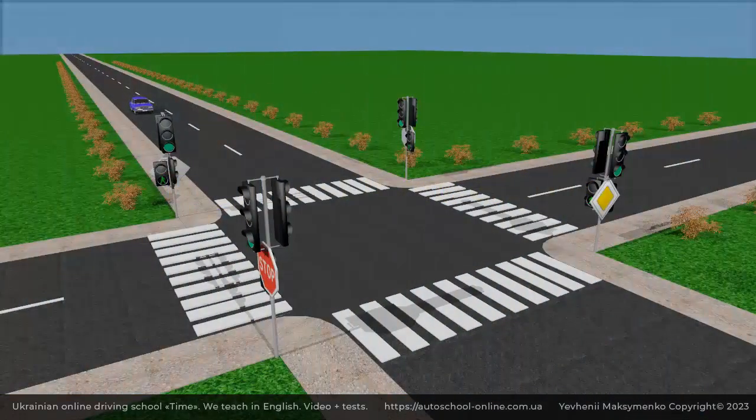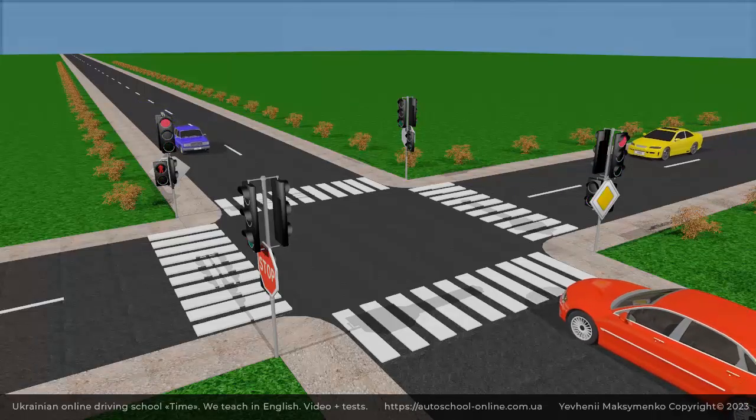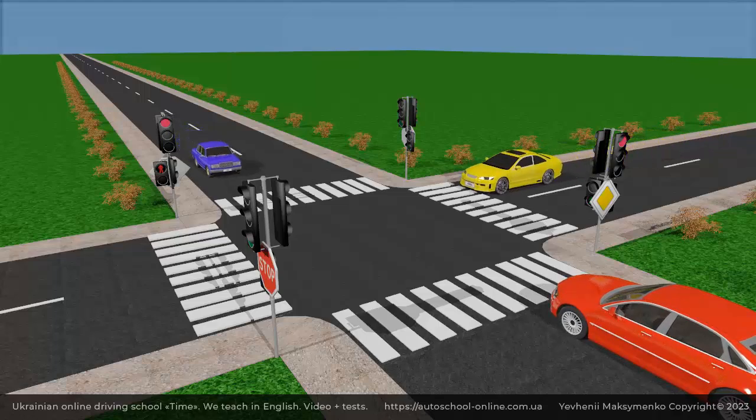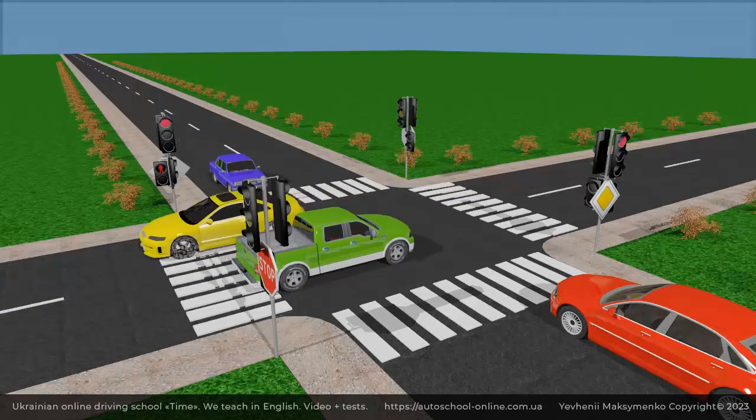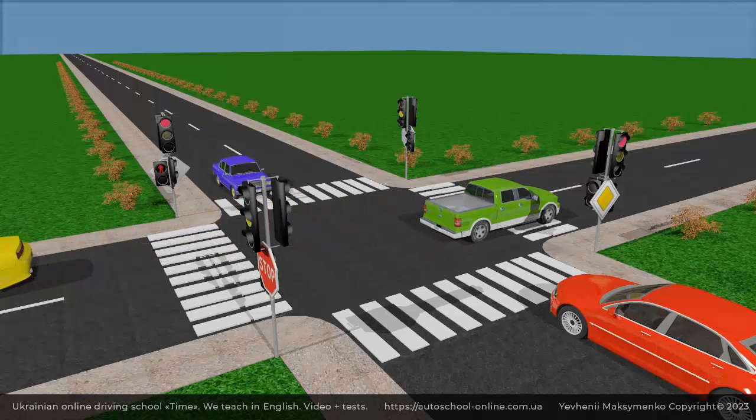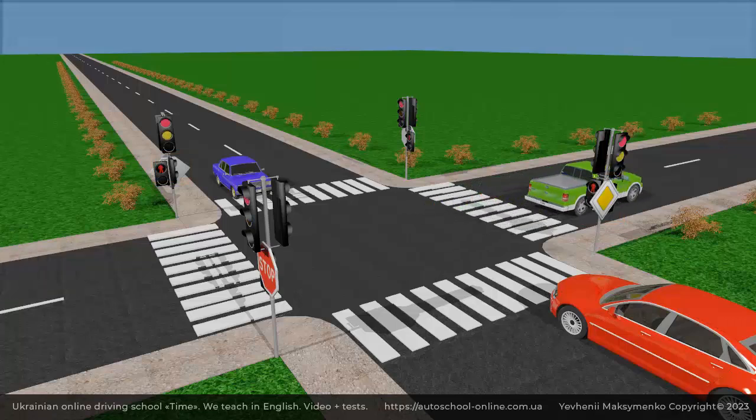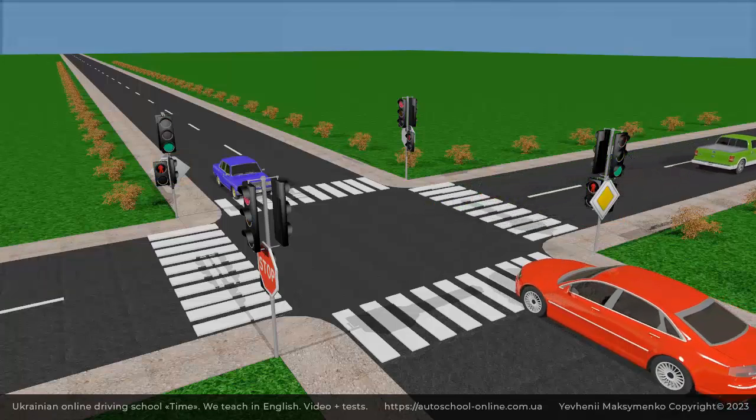Now we can see a controlled intersection where traffic is regulated by traffic lights. If there are priority signs at such an intersection, they are not in effect at the time. Thus, the drivers of green and yellow cars drive through the intersection at a green traffic light, disregarding the traffic sign "no passing without stopping." At the same time, the drivers of blue and red cars stop at the red light and ignore the main road traffic sign. In other words, all drivers comply exclusively with the traffic lights.